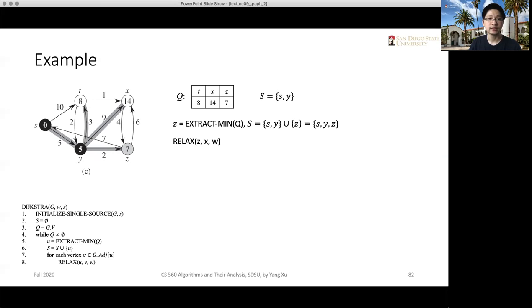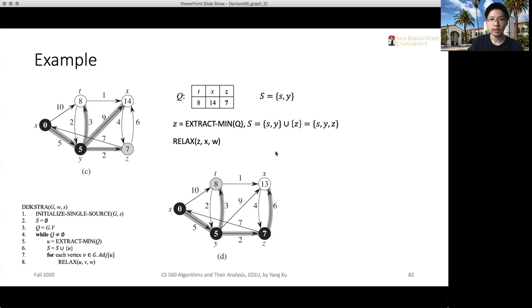So from z to x is the one we need to relax. Okay, so after we relax that edge, the d value for x is also changed, right? So this original path is removed because it results in greater estimates.